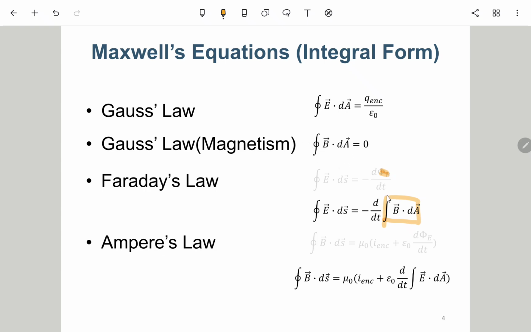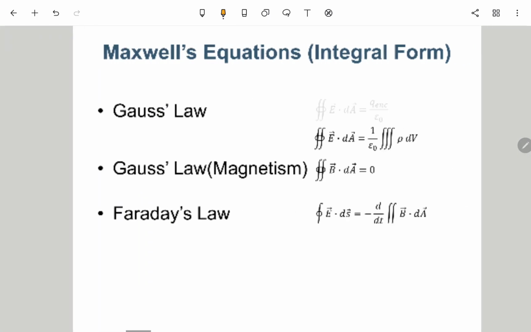Although this one and that one are also integrations of B dot dA, these two are for a Gaussian surface, so we have a circle here. Likewise, for this phi E, we can also rewrite it as the surface integral of E dot dA. Nothing special. Up to this part, you have already learned it.